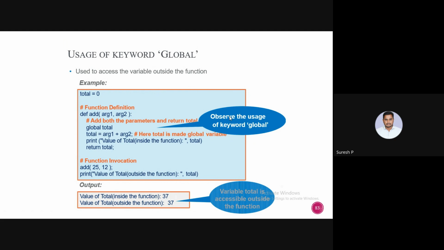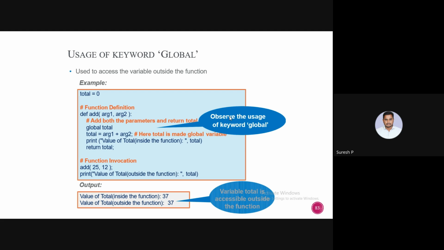Suppose whenever we access the global variable, if a local variable also has the same name, we can use the keyword called global. Suppose we are creating, for example, a local variable with the same name, or if you want to use the global variable, then we have to use global total. Then only it will be updated and reflected here. So that is very, very important. The keyword global has to be used.